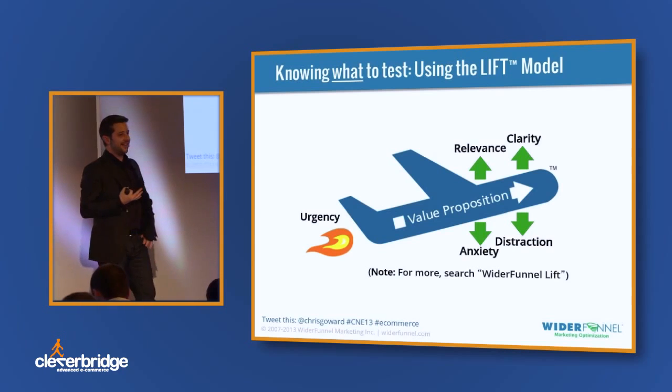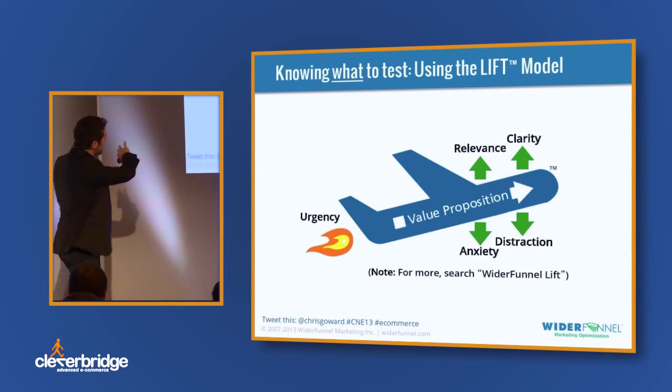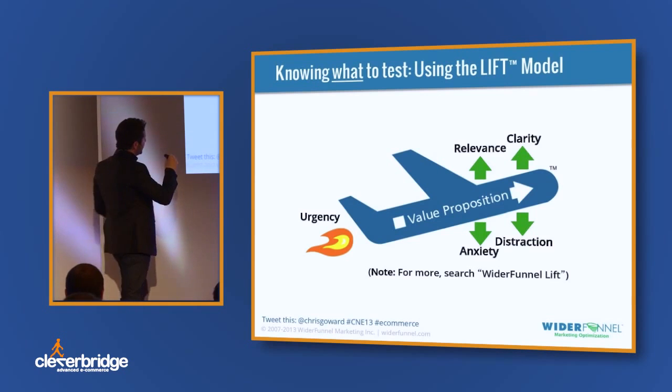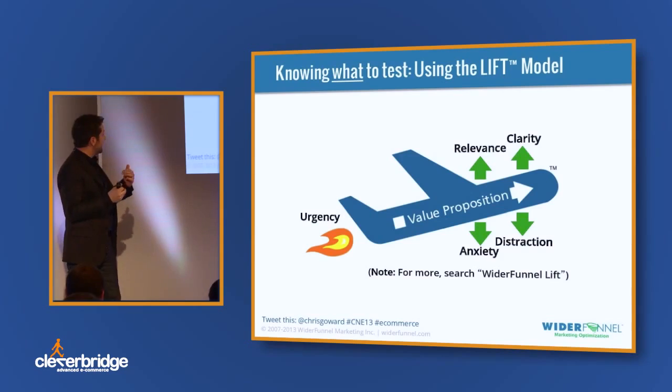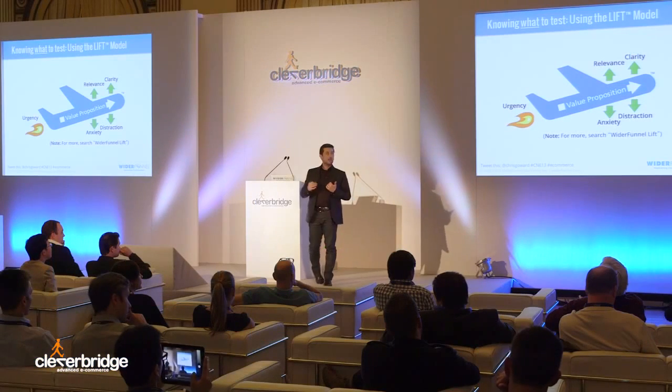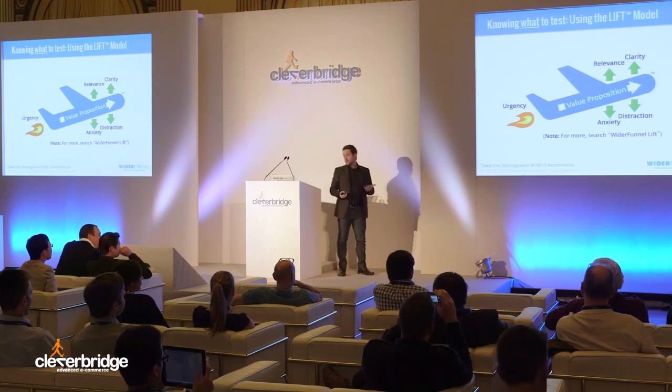Urgency is why should I act now, right? Why should I make this decision now? What's in it for me? And all of these factors you can test. You can test different ways of creating relevance and clarity, reducing distraction and anxiety. Even the tone of the copy can affect urgency. It's not just about offers necessarily.